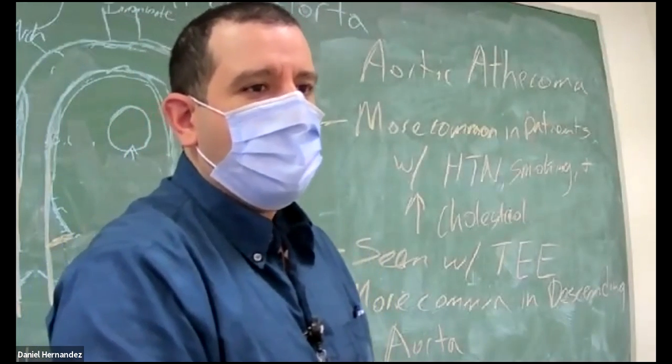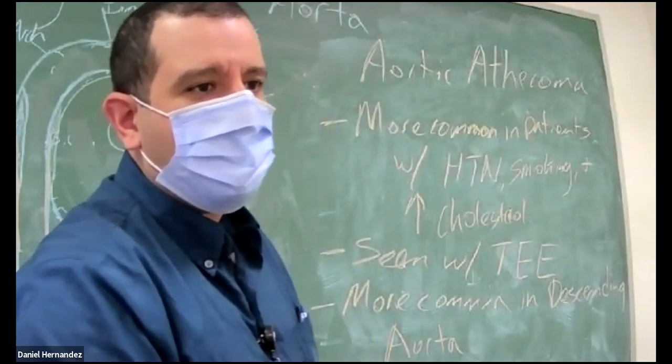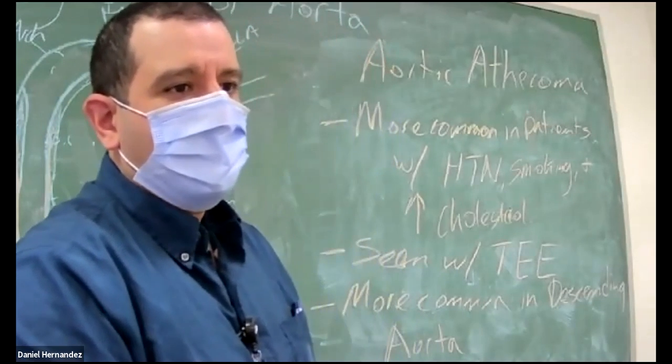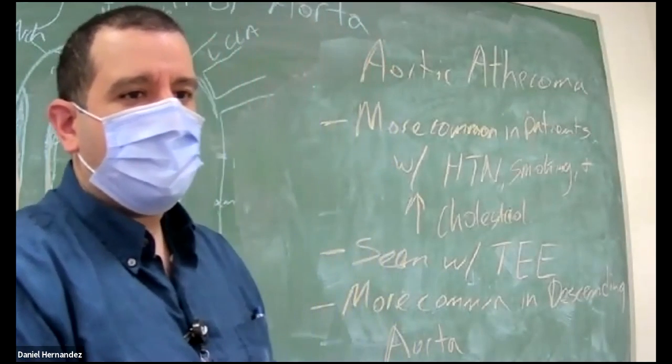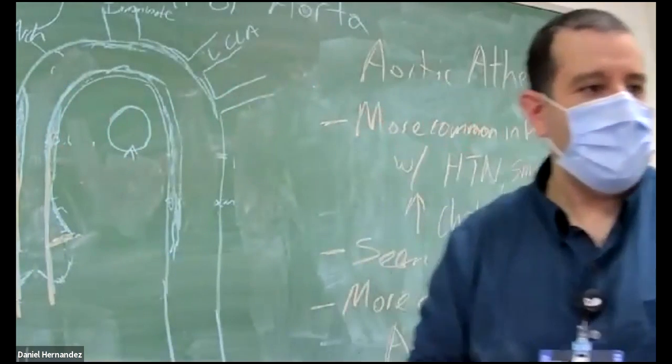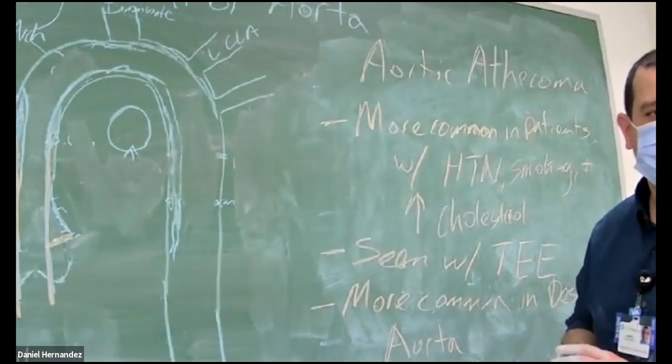So they can be characterized as asymmetric and crescent-shaped. So it creates a smooth heterogeneous crescent filling a portion of the aortic lumen.